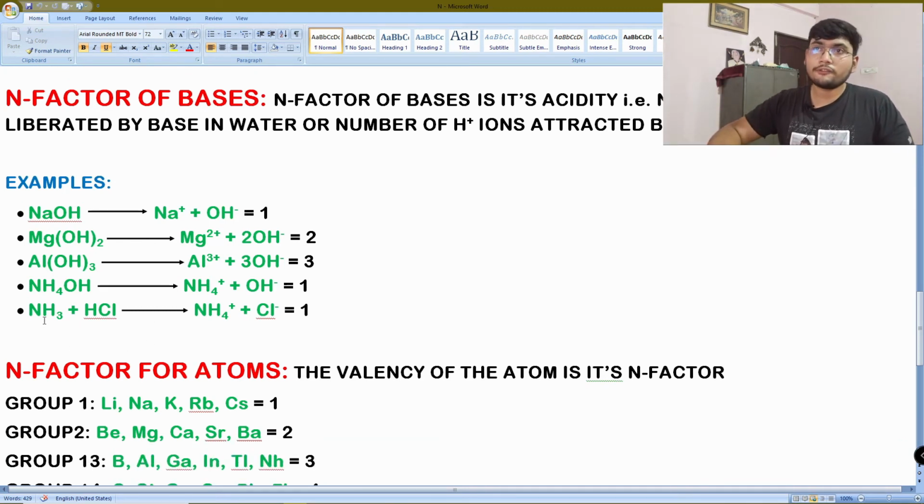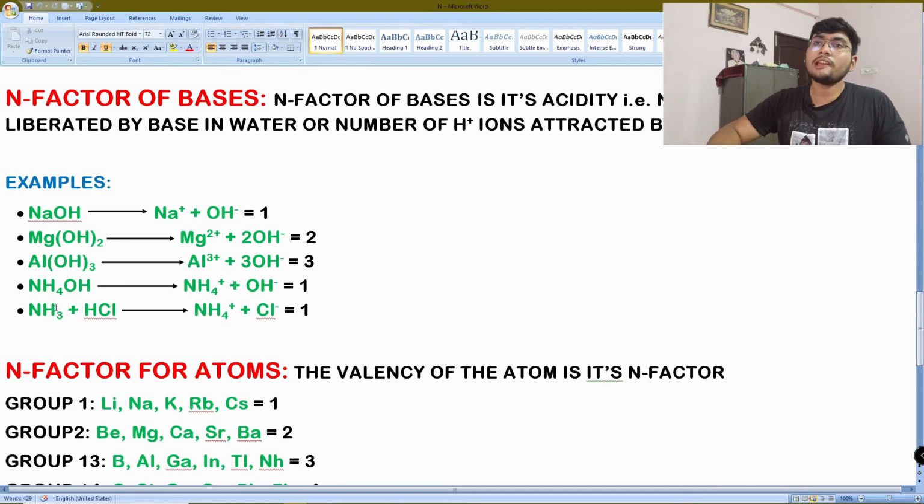Now the fifth example is ammonia. Ammonia is basically a weak base, so we will treat it with an acid. We are treating ammonia with hydrochloric acid. What will it form? It will form NH4 plus and Cl minus. So you see that in the first 4 examples it is liberating OH minus ions, and in the fifth example it is attracting H plus ion.